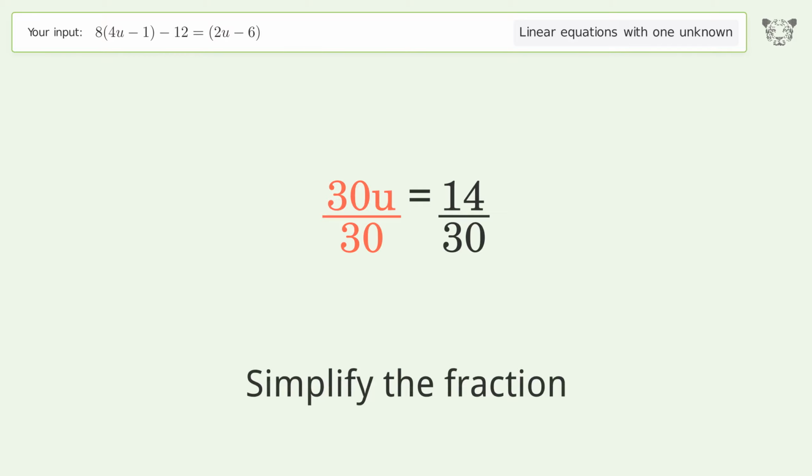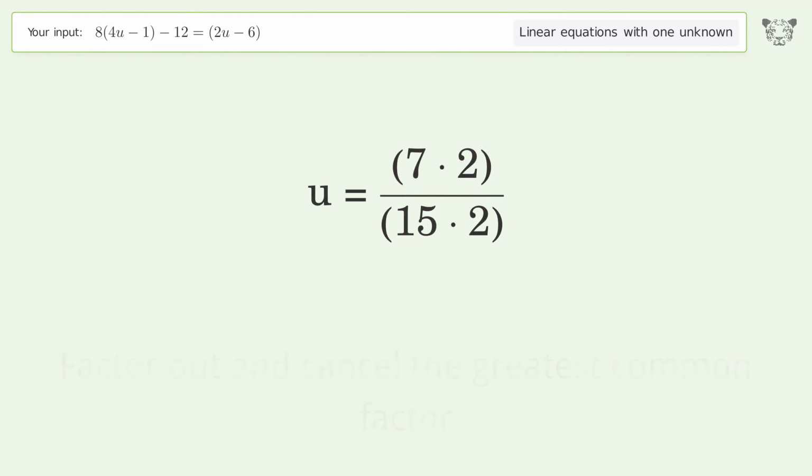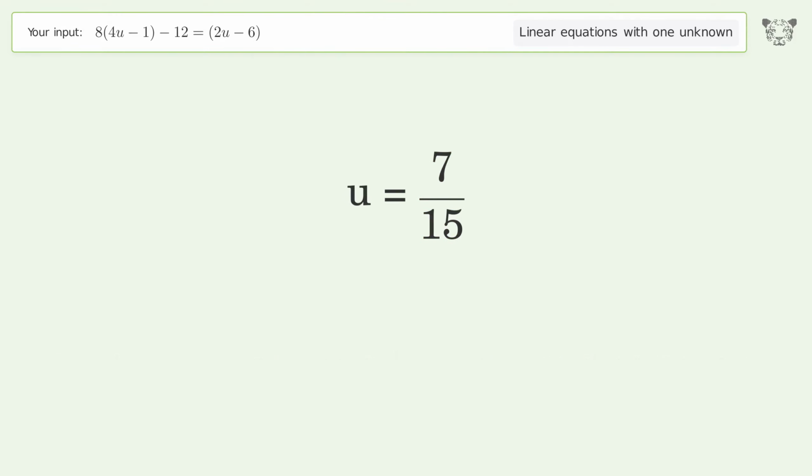Simplify the fraction. Find the greatest common factor of the numerator and denominator. Factor out and cancel the greatest common factor. And so the final result is u equals 7/15.